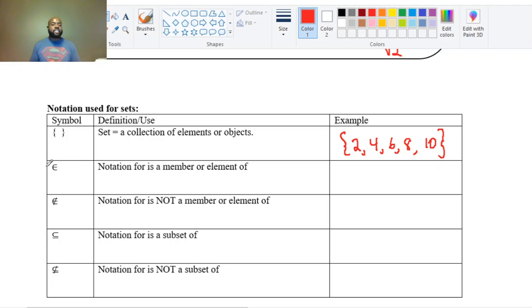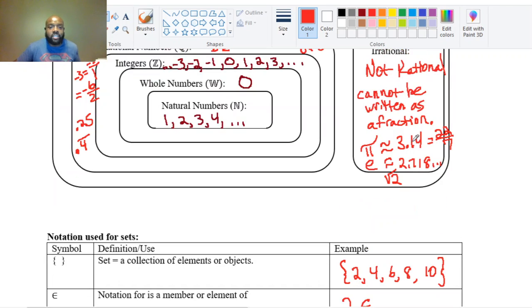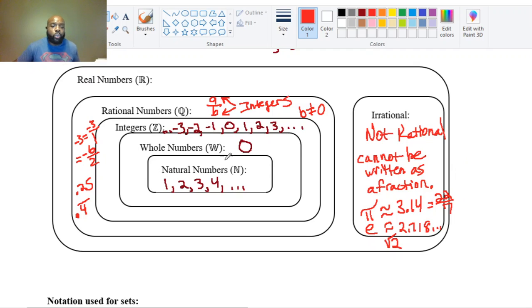This E-looking symbol is the notation that we use for "is a member of," right? For instance, I can say that the number 2 is an element of, all right, let me get to some of this notation up here. Well, 2 is a natural number. It is also a whole number. It also is an integer, and it is a rational number, right? So I can say that 2 is an element of N, 2 is an element of W, 2 is an element of Z, 2 is an element of Q.